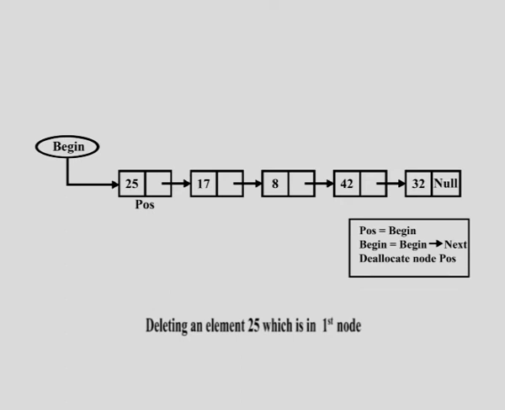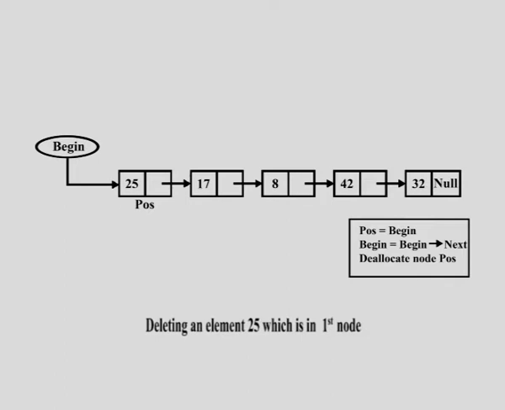In case desired node to be deleted is first node, then it is deleted just like deleting the first node of the linked list as discussed in previous section. So, consider the linked list in which we want to delete the node containing element 25. Here, while traversing, the desired node to be deleted is found as first node.